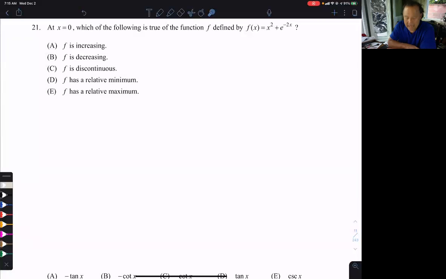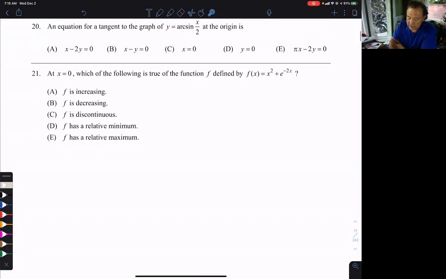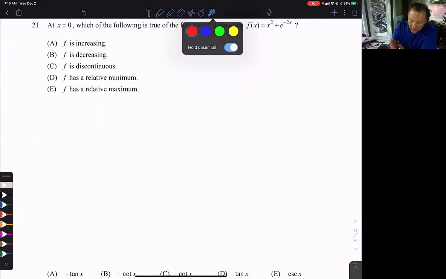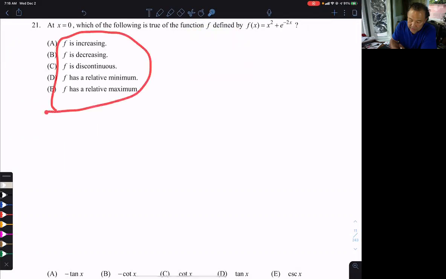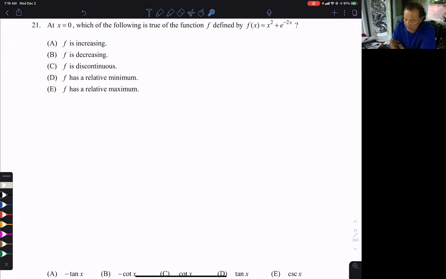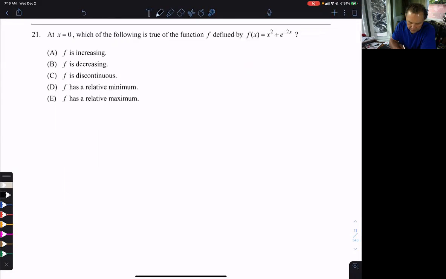This is 1969, number 21. So all the questions as we see here are regarding increasing, decreasing, relative max, relative min, all have to do with the first derivative. And so let's go ahead and find the first derivative. Oh, and this one actually, discontinuous means that there's a vertical asymptote or a jump discontinuity or a hole.